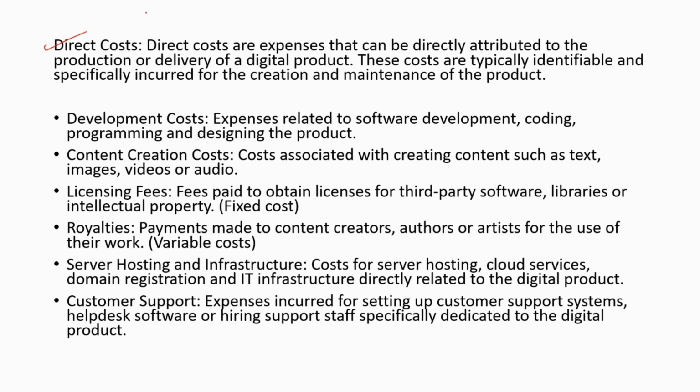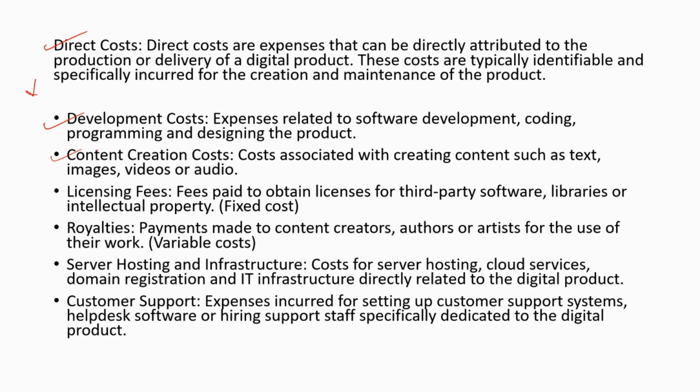product. Direct costs. Direct costs are expenses that can be directly attributed to the production or delivery of a digital product. These costs are typically identifiable and specifically incurred for the creation and maintenance of the product. Here are some examples of direct costs. Development costs. These are the expenses related to software development, coding, programming, and designing the product. Development costs will be incurred at the pre-launch stage of the product.